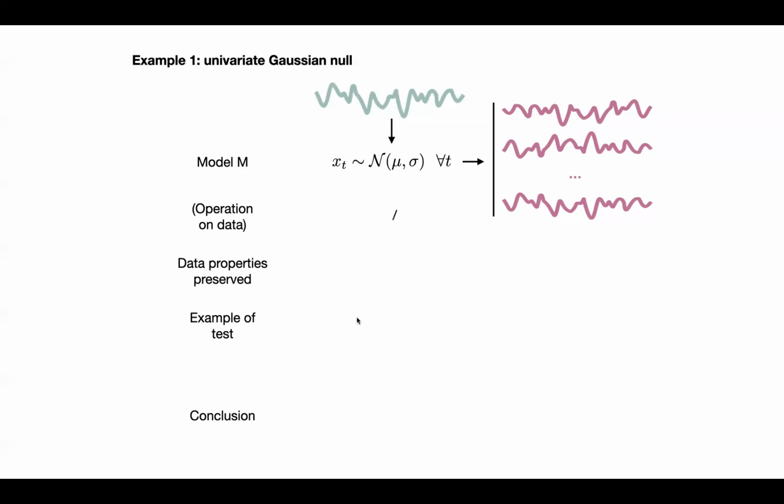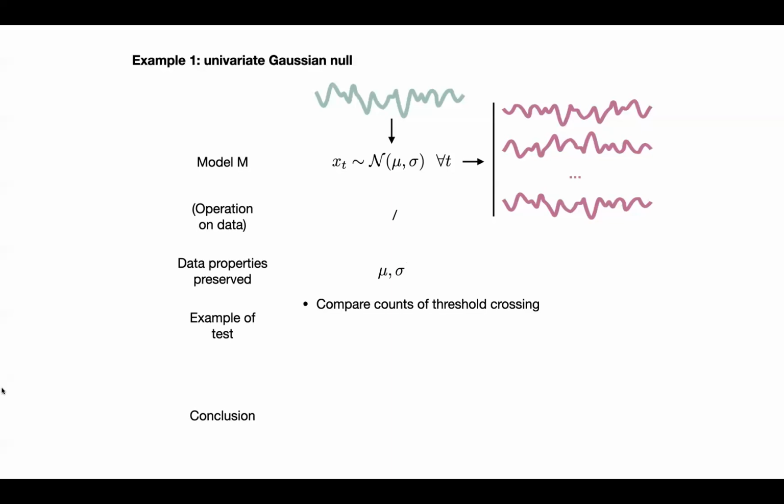What are the data properties that this model preserves? Well, the mean and the standard deviation, I think that's quite obvious. And the important thing here is that if you want to compare original and surrogate, you need to use a metric M that is not defined by mu or sigma. Otherwise, by construction, you will have an equivalent value between M0 in the original data and M surrogate.